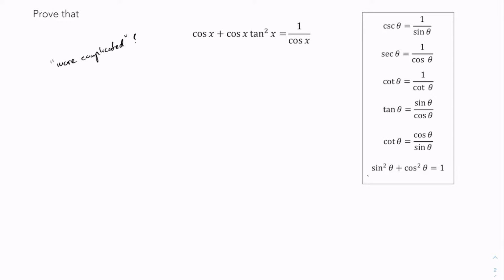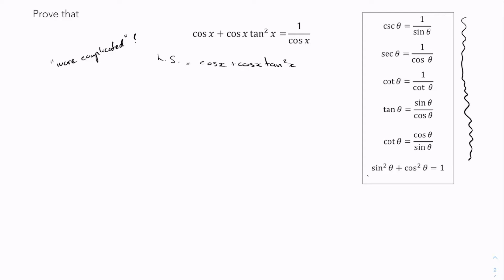So we want to show that the left side is equal to the right side by using any one of these trig identities that we've proved so far. I'm just going to copy out the left-hand side: cos x plus cos x tan squared x. And I'm going to start doing some replacements.